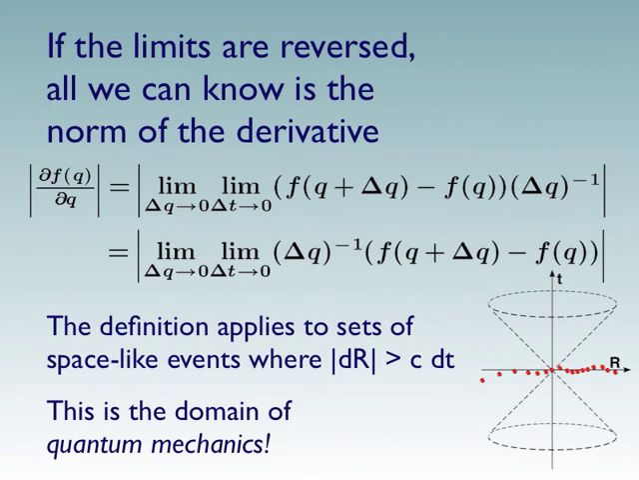So if we put our physicist hat on, this is going to apply to sets of space-like events where the changes in space are larger than the changes in time. Now this means that for that set of events, one event cannot influence another. They are independent of each other in terms of their causality. That doesn't mean we can't do any calculus on them, but it does put a constraint on the kind of calculus we can do. The most we can do is calculate the norm.